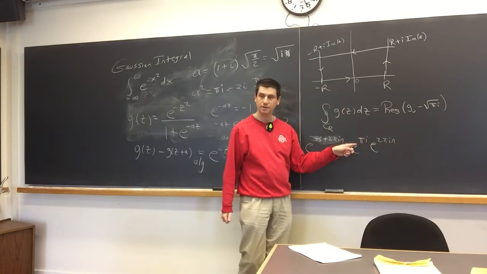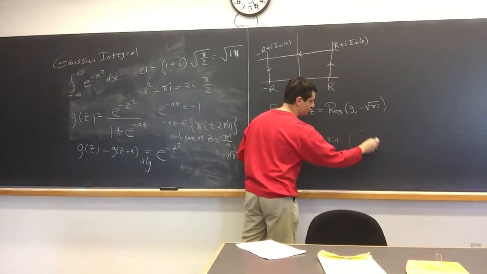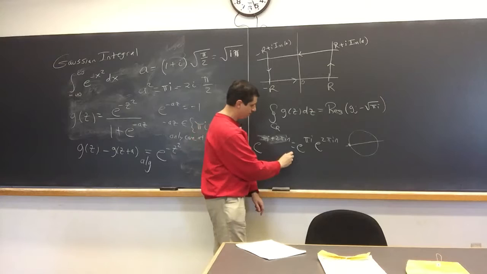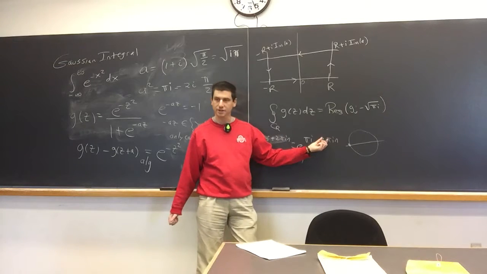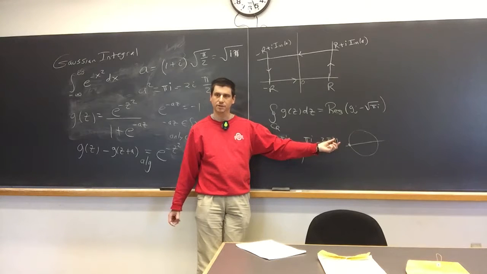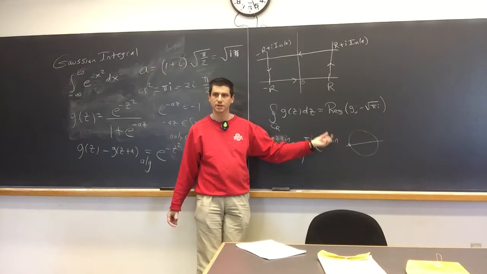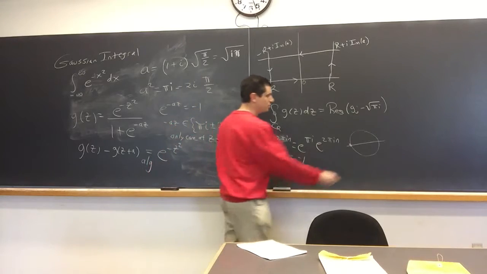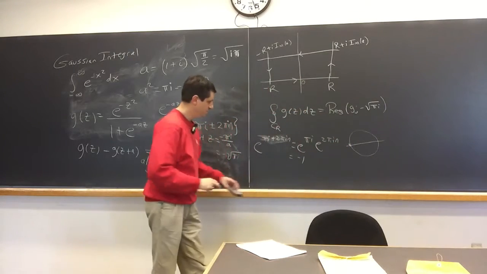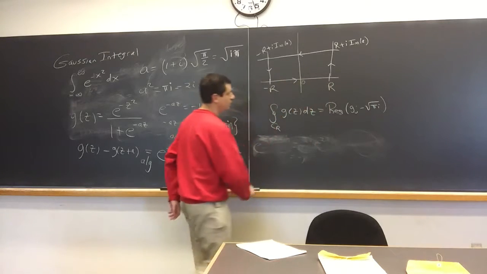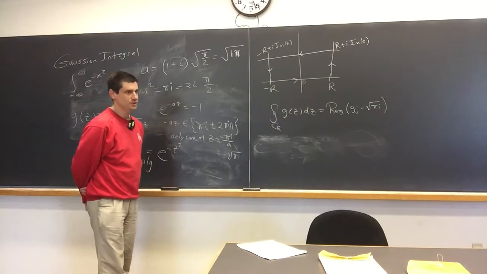So e to the I pi, if you think about your circle, is right over here. That's negative 1. And then this is cosine of 2 pi n plus I sine 2 pi n. Cosine of 2 pi n is 1. Sine of 2 pi n is 0. So all these pieces here are just 1. So what we're doing is we're just going around and around and around.